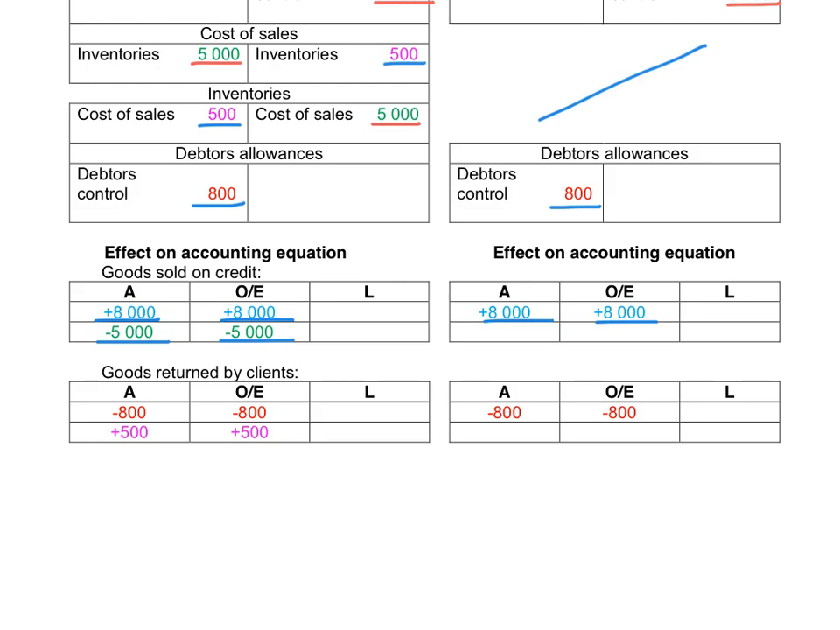When the goods are returned by the clients, you will indicate that the debtors owe less money, so assets decrease. Equity will decrease because you are not selling the goods anymore, so you are not making that profit. And then an additional entry in the perpetual system will be recorded to indicate that inventory increased with 500 and the cost of sales will be credited with 500. That means we decrease cost of sales, and if the expense decreases, the profit increases with 500.